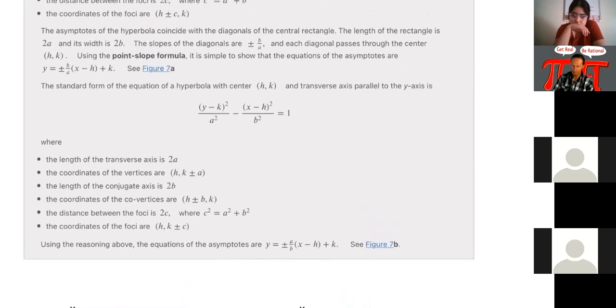Notice one other thing that's different. Those axes and all that are still going to be the 2A and the 2B. But notice, I'll highlight it here. To find that focal distance, notice the one big change.